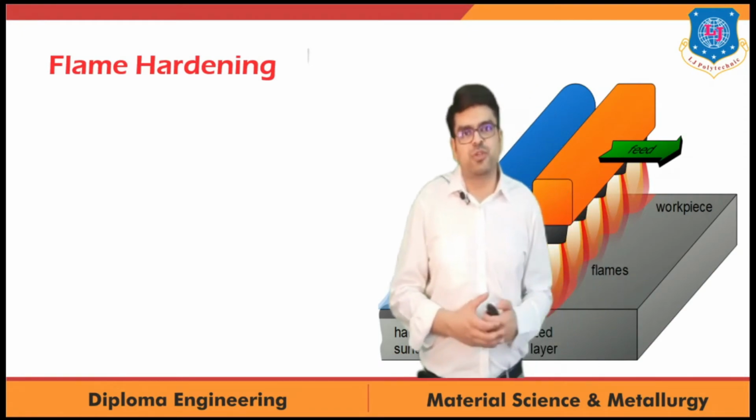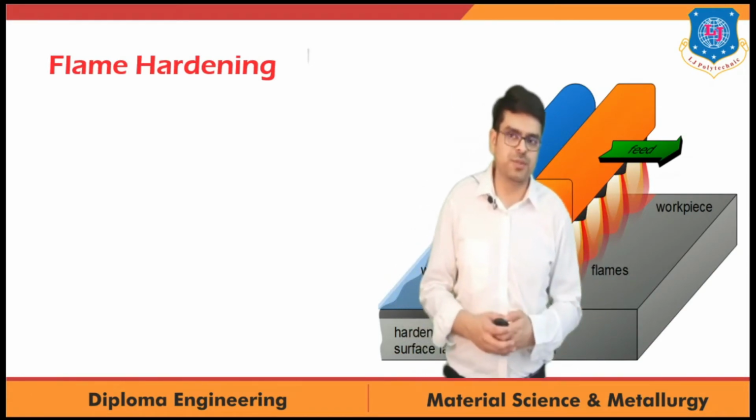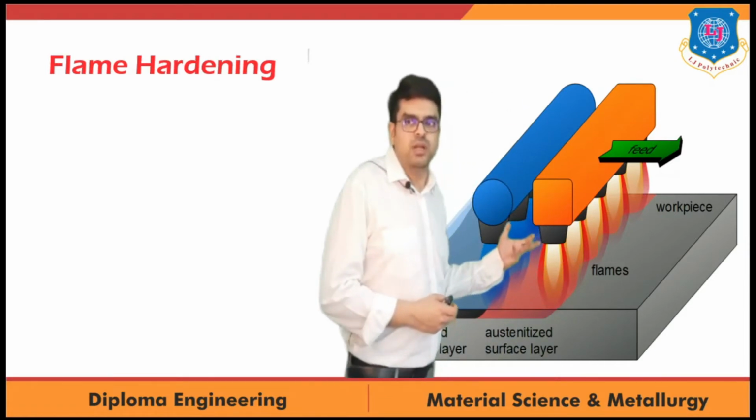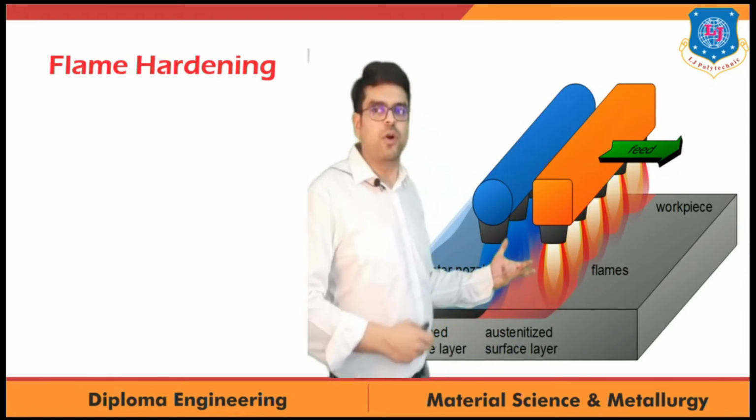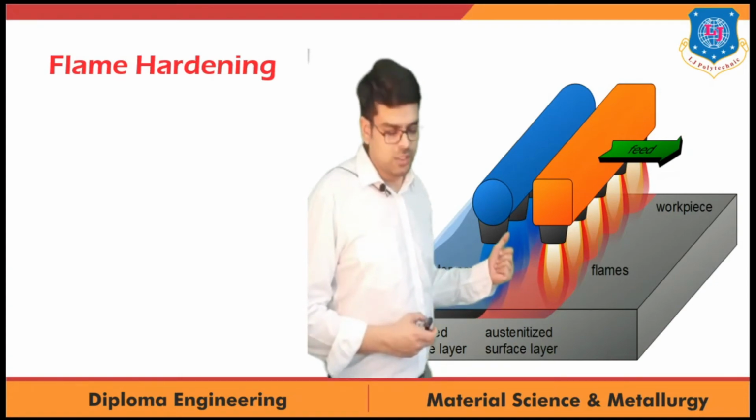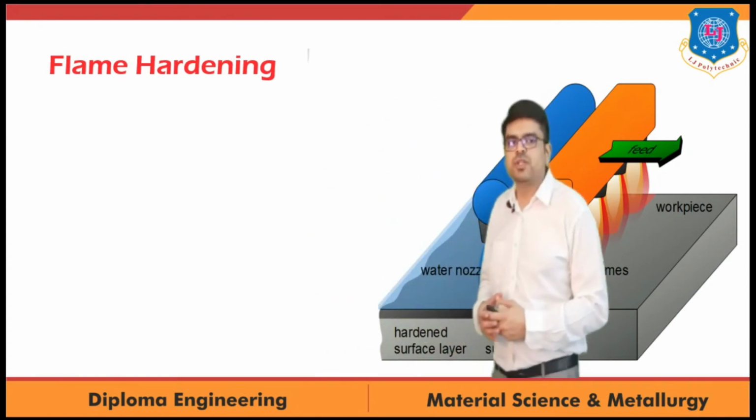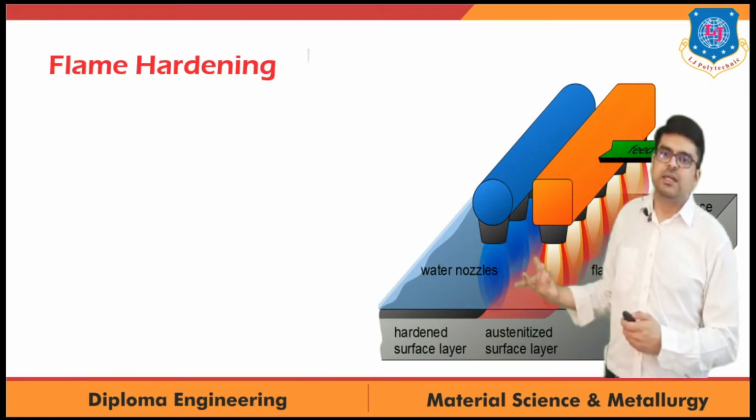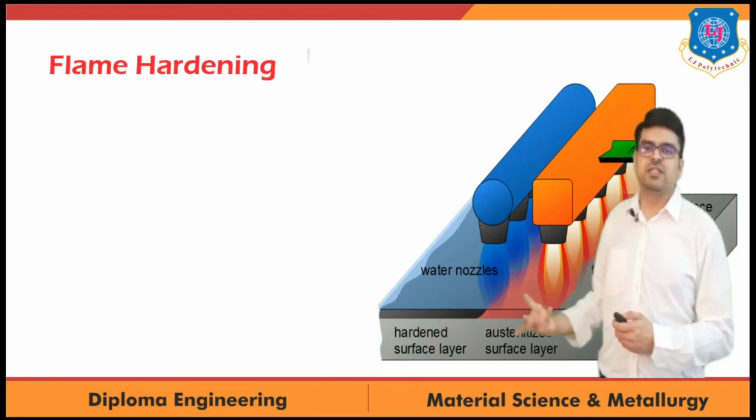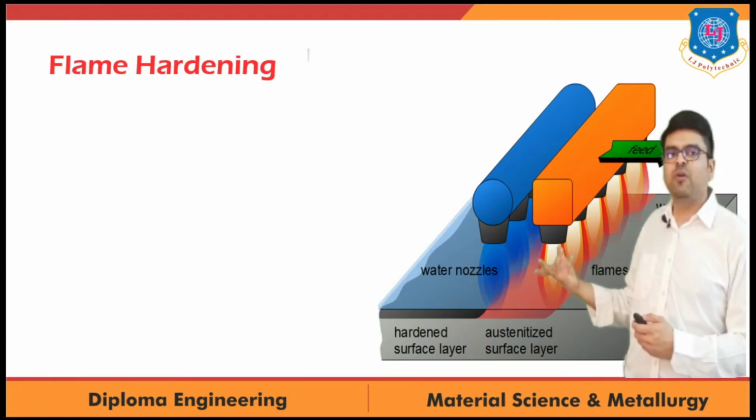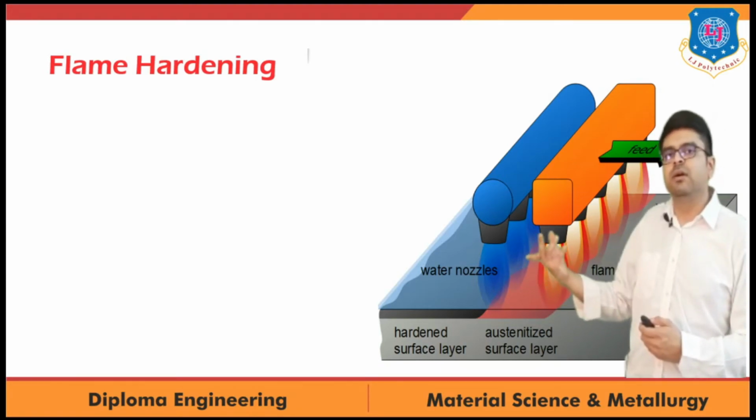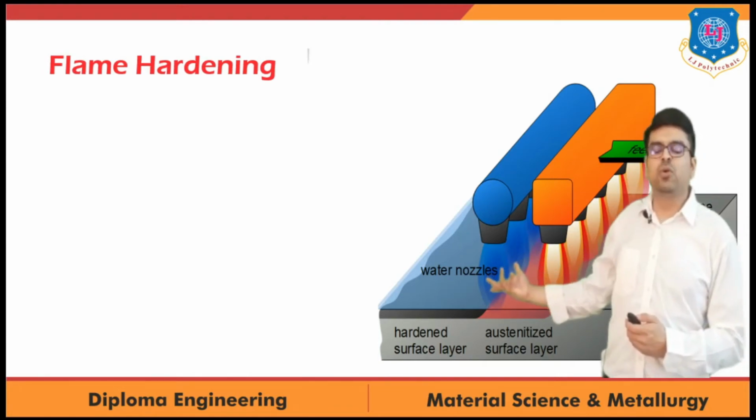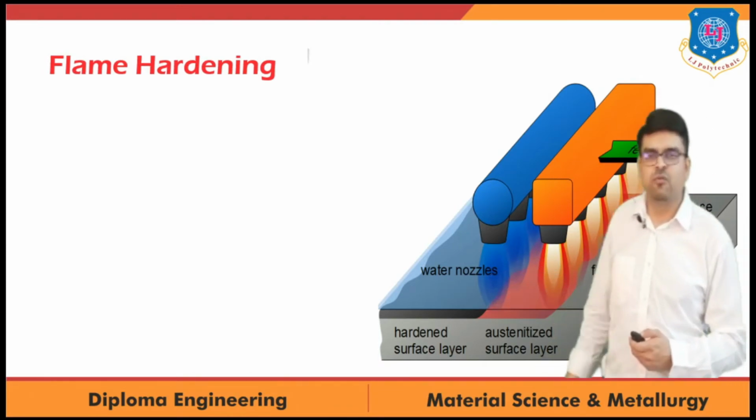Our last process is the flame hardening process. In this image, you can properly see what happens in our flame hardening process. First of all, our metal surface is heated with the help of a flame, and rapidly we are cooling it with the help of water.